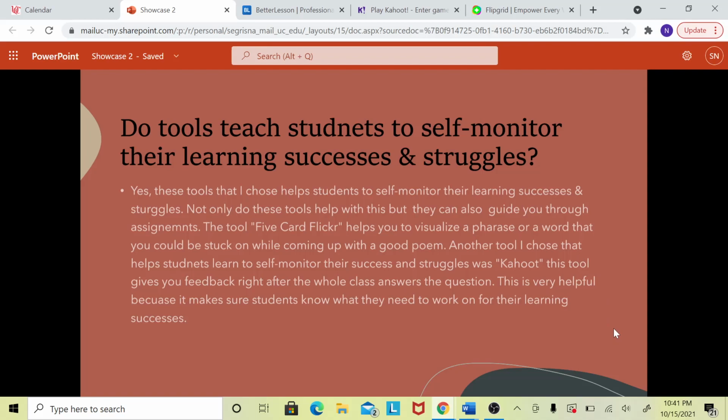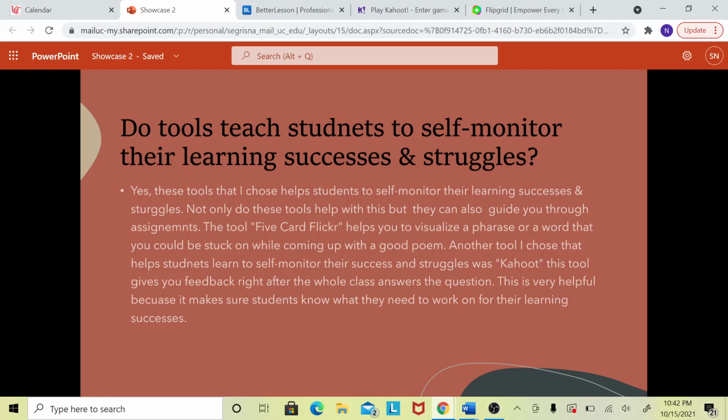For the first question, it's do tools teach students to self-monitor their learning, success, and struggles? I personally said yes. These tools that I chose help students to self-monitor their learning, successes, and struggles. Not only do these tools help with this, but they can also guide you through assignments. The tool 5 card flicker, the visual one, helps you to visualize a phrase or a word that you could be stuck on while coming up with a good poem.